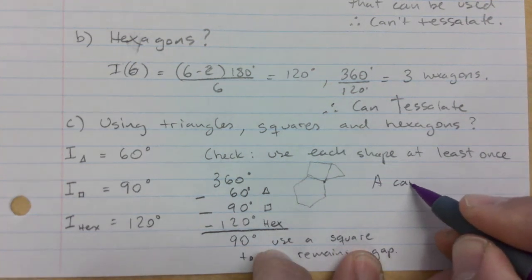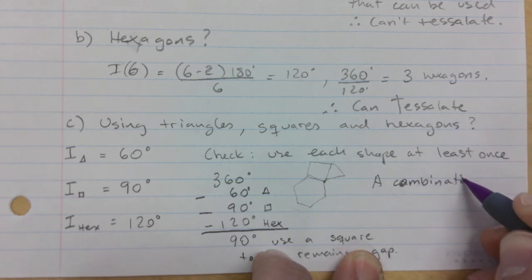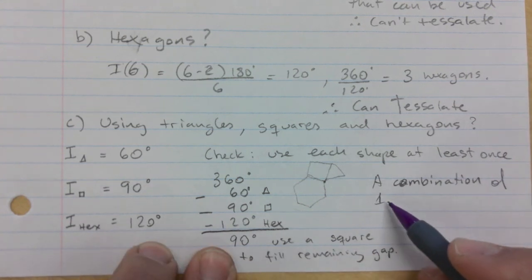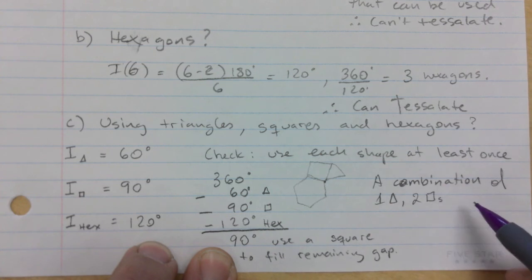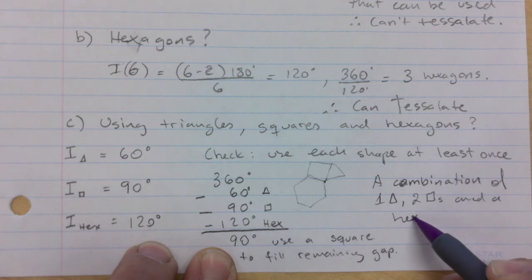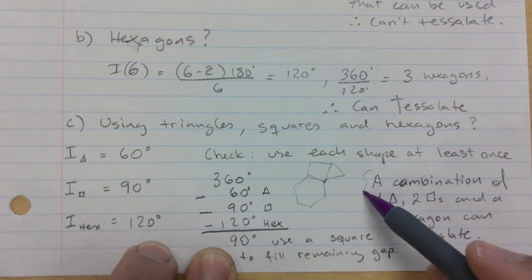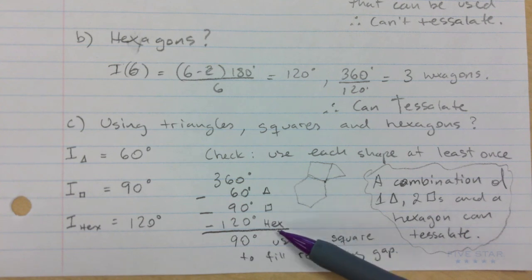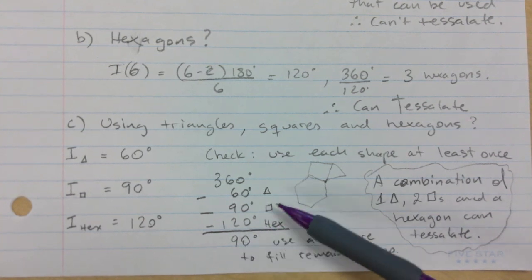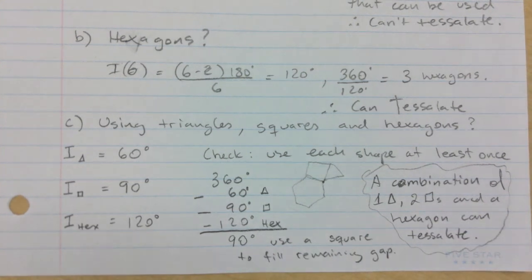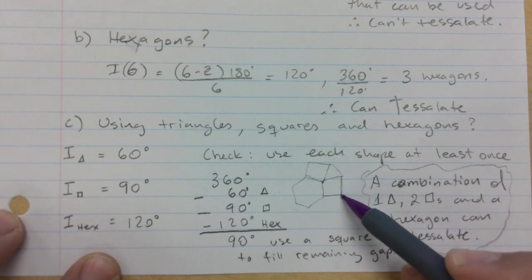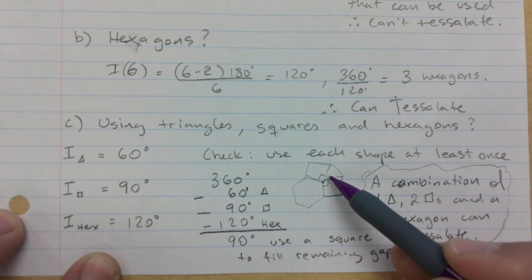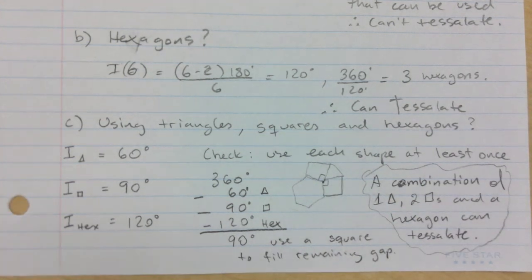So your answer has to be like this: a combination of one triangle, two squares, and a hexagon can tessellate. And this is your conclusion here. Because watch what we did: 360 minus this, this, and a hexagon, and then there's a square left. So that's where the two squares come from. And my final combination would actually fill in all the gap around that point where you're putting them together. This is another square here, which is 90, and then a 60, and then a 120 there to make 360.